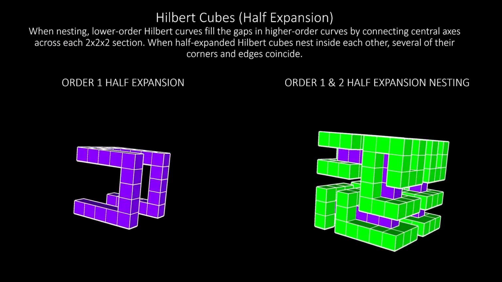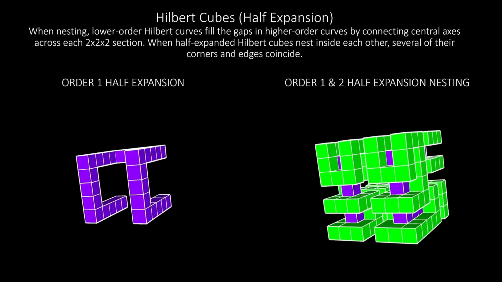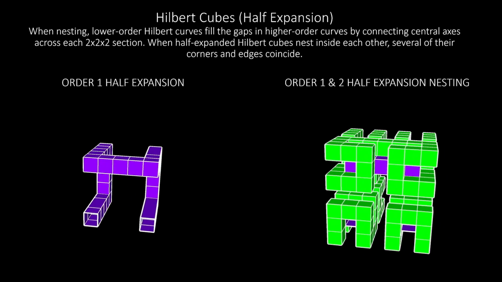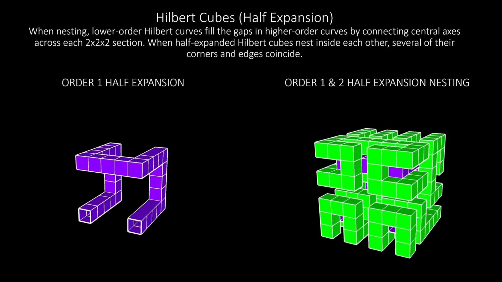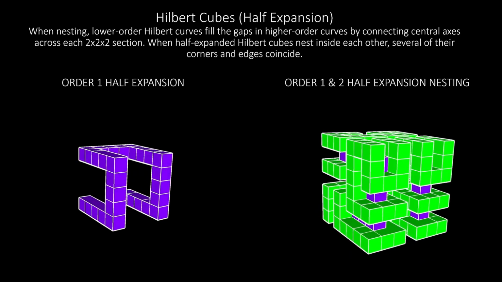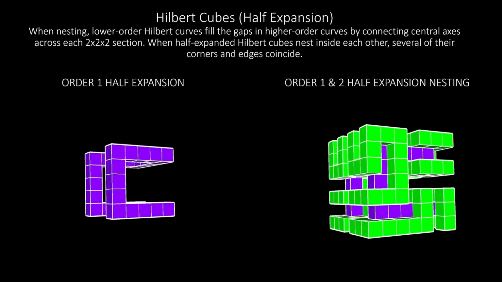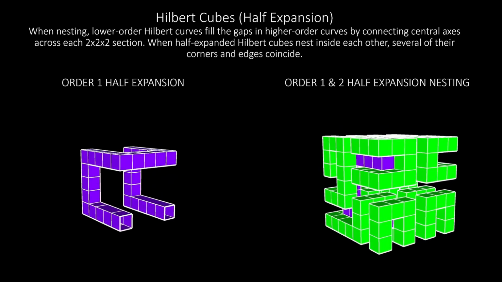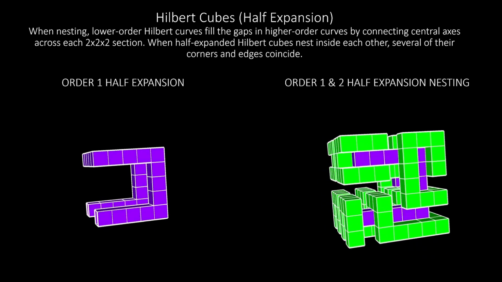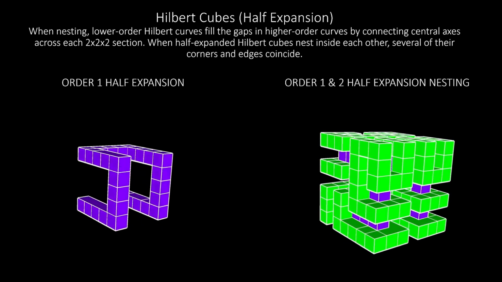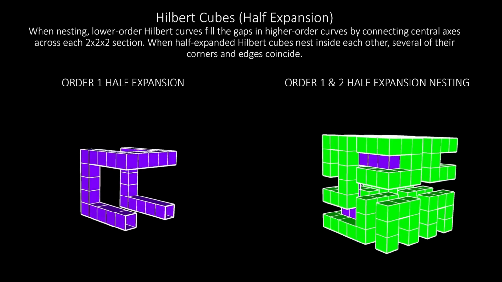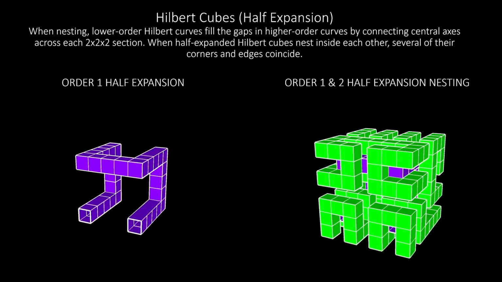Half-expanded Hilbert cubes. When nesting, lower-order Hilbert curves fill gaps in higher-order curves by connecting central axes across each 2x2x2 section. When half-expanded Hilbert cubes nest inside each other, several of their corners and edges coincide. On the left, we have an order 1 Hilbert cube half-expanded, and on the right, we have orders 1 and 2 nesting inside of each other.